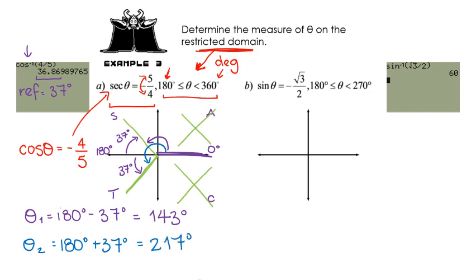Now, when we look at our restricted domain, our solution can only be greater than or equal to 180 and less than 360. So even though we got two solutions, we're actually going to reject solution number 1 because 143 is less than 180 degrees, so it doesn't fall inside of our domain. So that means the only solution is 217 degrees.